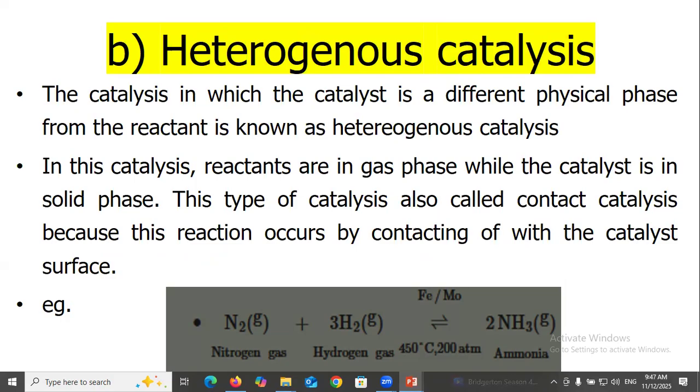Heterogeneous catalysis: the catalysis in which the catalyst is in a different physical phase from the reactant is known as heterogeneous catalysis. In this catalysis, reactants are in gas phase, while the catalyst is in the solid phase. This type of catalysis is also called contact catalysis because the reaction occurs by contact of the reactants with the catalyst surface. For example, nitrogen and hydrogen react to produce ammonia, but the catalyst is iron.